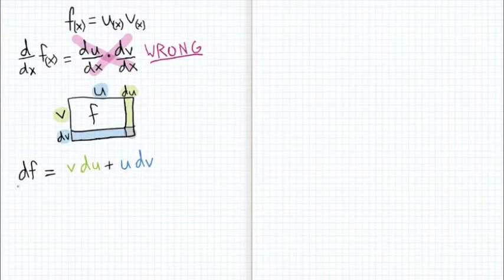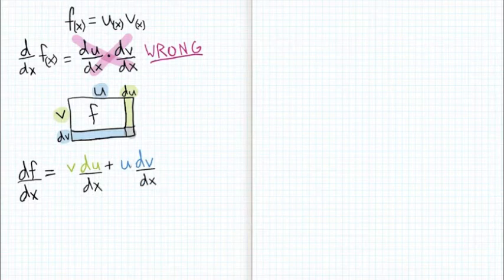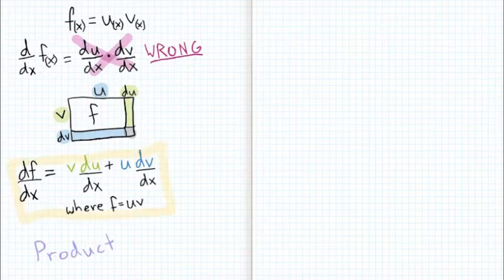Okay, so we've found df, but what we really want is df over dx, the derivative of f with respect to x. So we'll just divide the whole equation by dx. And that is the derivative of f with respect to x, where f is the product of u and v. And it's such an important equation that it has its own name. It's called the product rule.